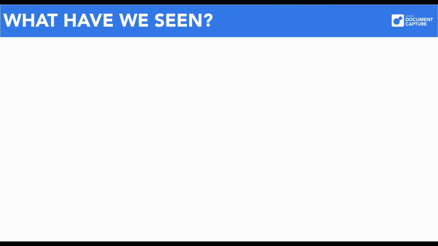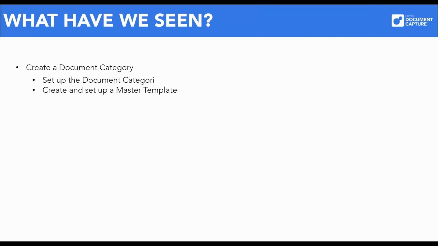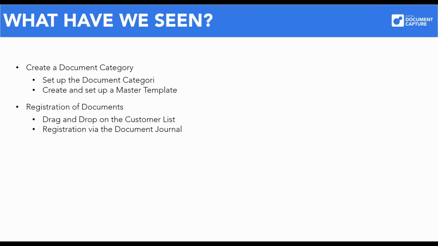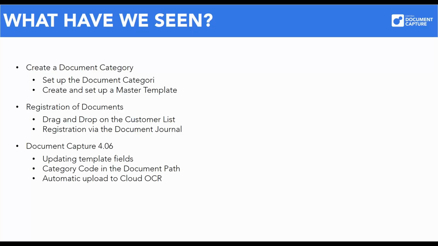So, what have we been through today? First, we examined how to create and set up a document category. Then we added the possibility for the users to take benefit of the drag and drop feature. In this example, I chose the customer list. Later on, we imported a document to the customer list via the new document category. And we also took a brief look at some of the new features in version 406.